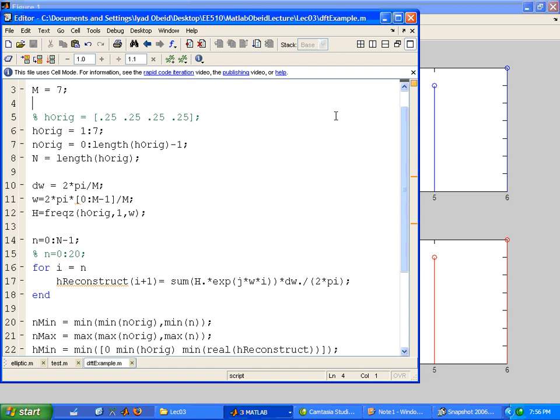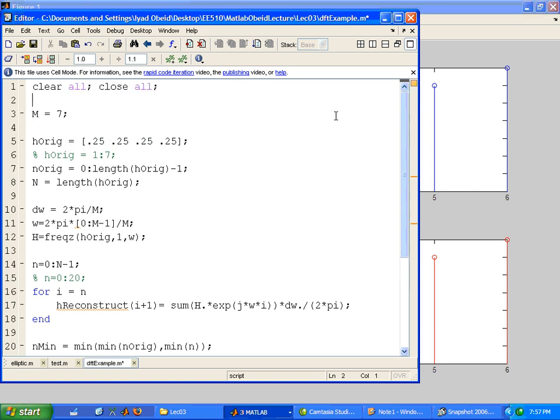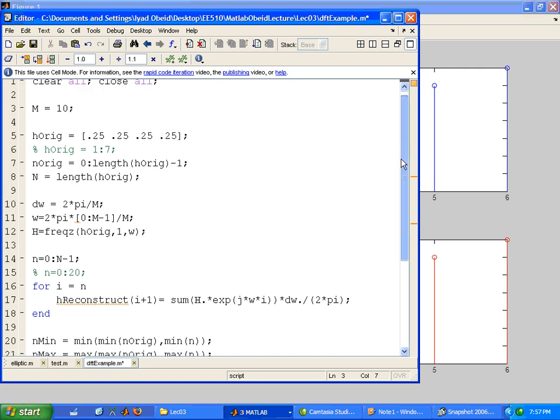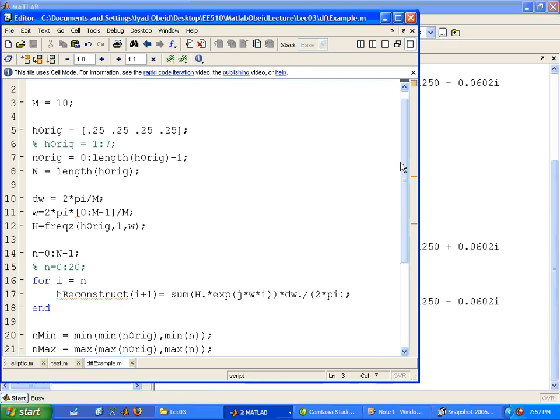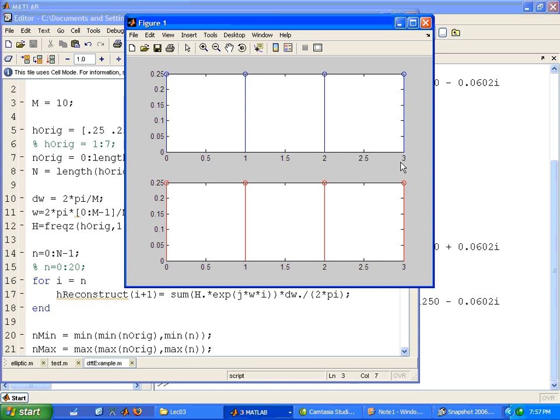Well, let's sample higher. Let's go back to our humble a quarter, a quarter, a quarter, a quarter. Now let's oversample it. We're pretty sure if we oversample it, we should get the original signal back. So now I'm going to sample the DTFT 10 times. I know I only need to sample it 4, but now I'm going to sample it 10 times. Okay, no one's surprised, we got our signal back.